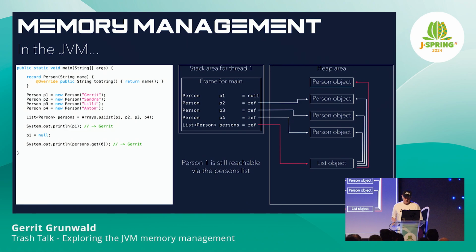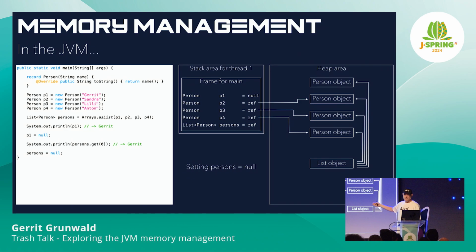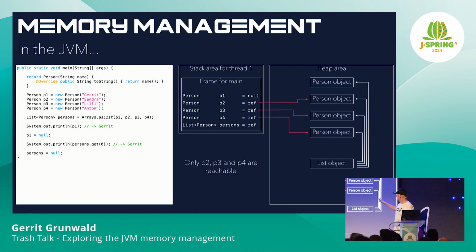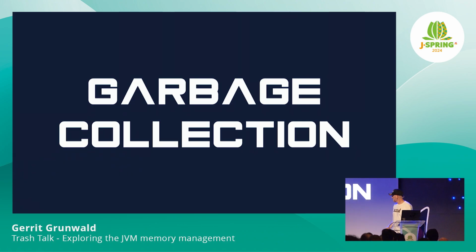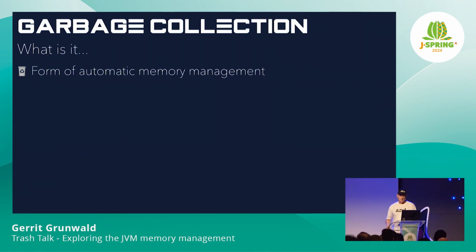And if I now set the list to null, then, of course, only these three objects are reachable, and the rest, these other objects, is more or less garbage. It's lying around on the heap, it takes space, and so we have to garbage collect it. Right? That's the main idea behind garbage collection. We have to clean up the memory here. So that means garbage collection is a form of automatic memory management.